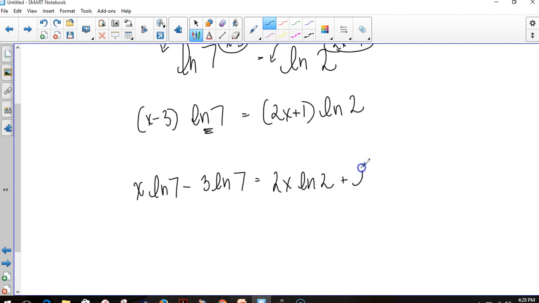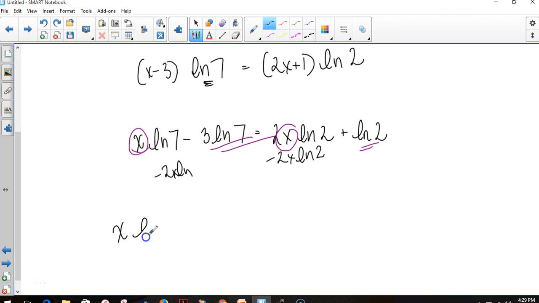plus ln of 2. And now the idea is to get my x's on one side and then all my numbers, stuff without x's, I guess I should say, on the other. So I am going to subtract the 2x ln of 2 over this way. Which way you go doesn't really matter. So now I have x ln of 7 minus 2x ln of 2. And I'm going to add the 3 ln of 7.